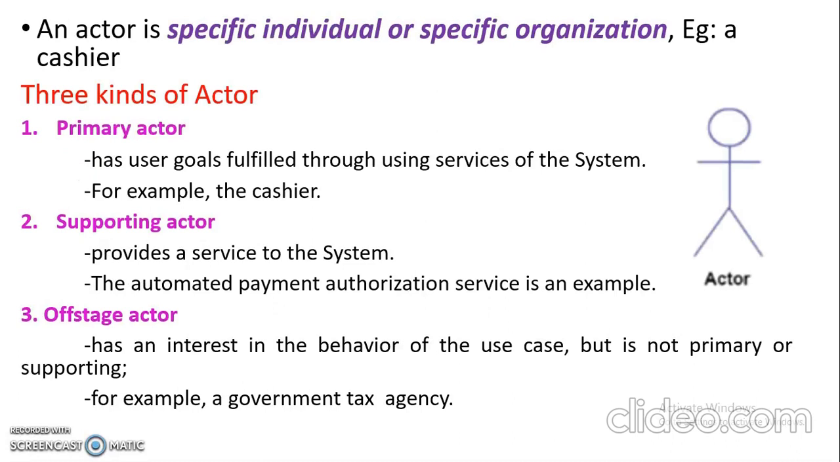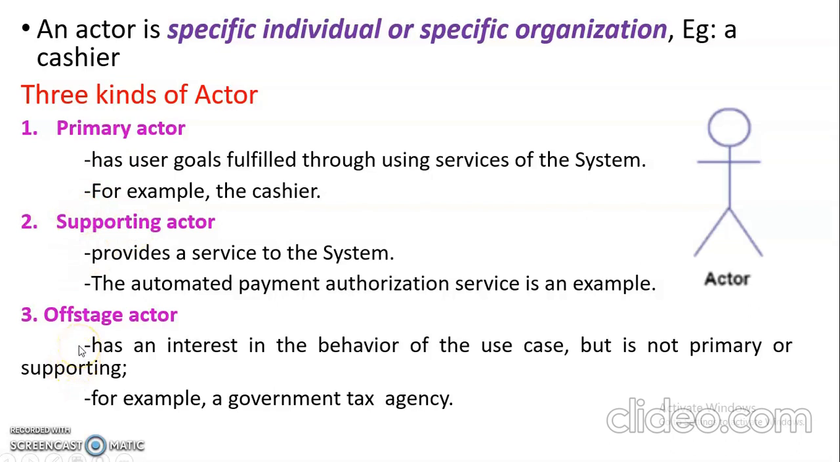Then actor. Actor is of three types: primary actor, supporting actor and offstage actor. Primary actor has goals that can be fulfilled through using the service of the system. The primary actor is the one who initiates the particular operation. Supporting actor provides a service to the system. He will not initiate any of the actions. If a primary actor initiates an action, the supporting actor will provide a service for it. For example, the primary actor, a customer, initiates the payment and the bank provides the services. So the primary actor is the customer, the supporting actor is the bank. If the customer doesn't initiate the payment, then there is no need of the supporting service.